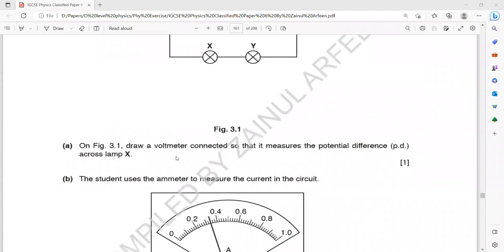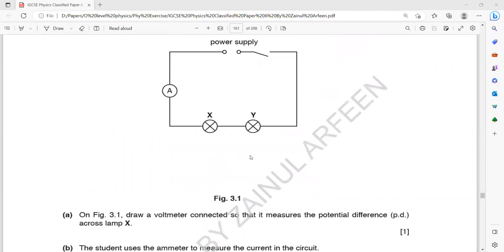On figure 3.1, draw a voltmeter connected to measure a potential across lamp X only. So we want to measure only a voltage across X. You can use screen annotation to show how the voltmeter should be connected across X. The voltmeter should always be in parallel. You can connect it in parallel up or down. It does not make a difference. That's right.